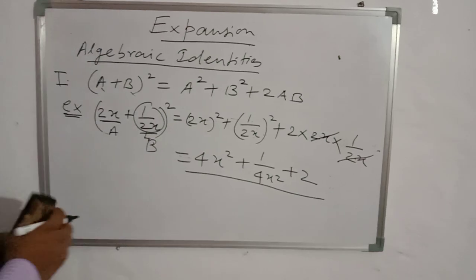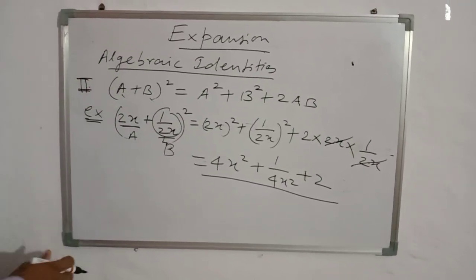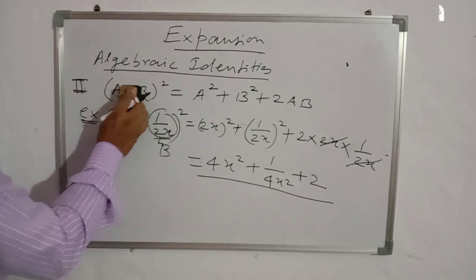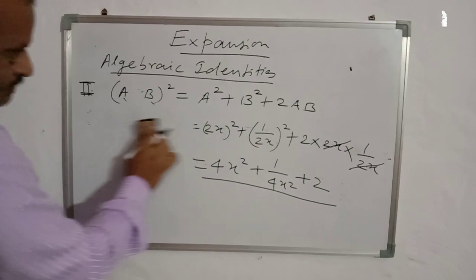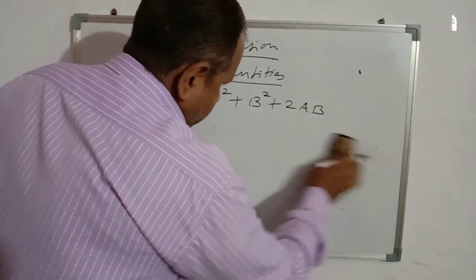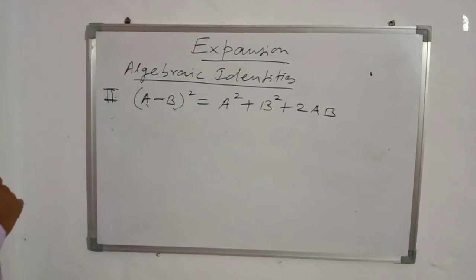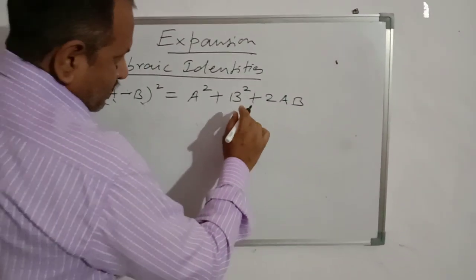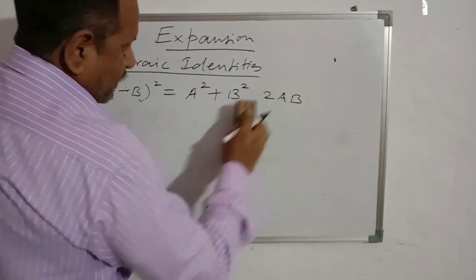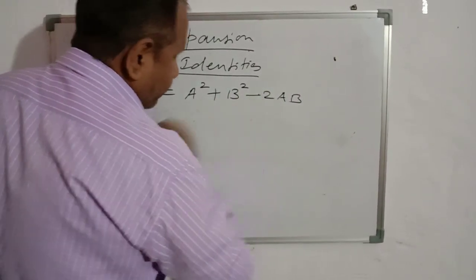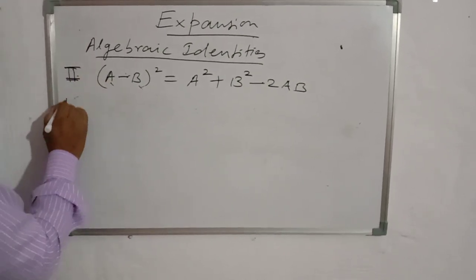Now we will see the next identity, the second identity. In the second identity we take a minus b whole square. It is a square plus b square minus 2ab. Let us see some examples based on this identity.